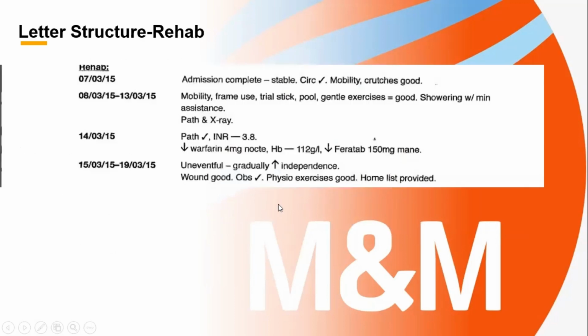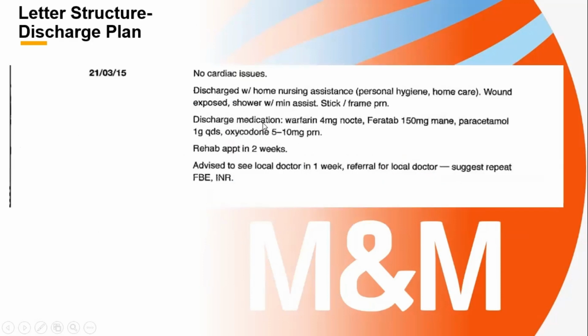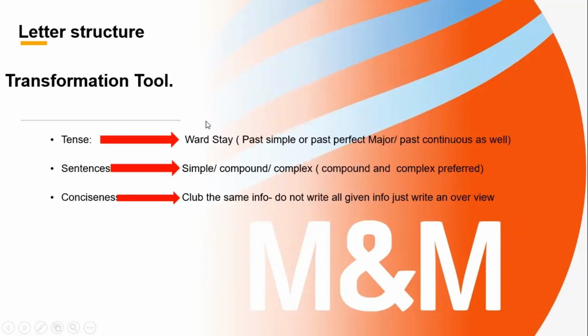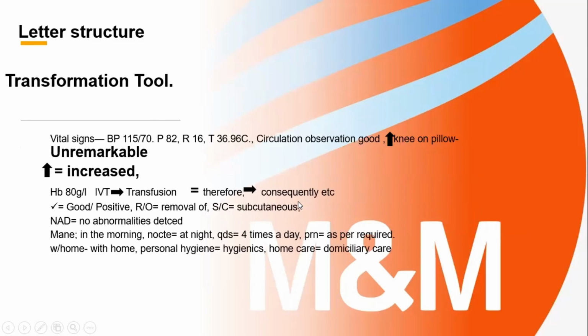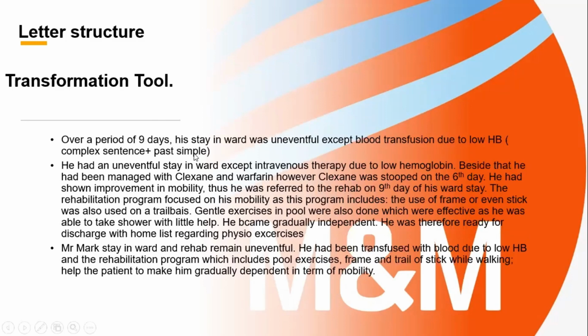And then he was transferred to the rehab. Let's say this is the rehab structure, this is the rehab history, and this is discharge now. So what you can see is that for the ward stay, we can either use past simple or maybe past perfect, right? Other sentences can also be used. We can use simple, compound, complex, depending upon the importance. We can be concise and club the information. We will not write down all the information together, right? So these are some of the examples that have been done for you. I will show you another example for that.